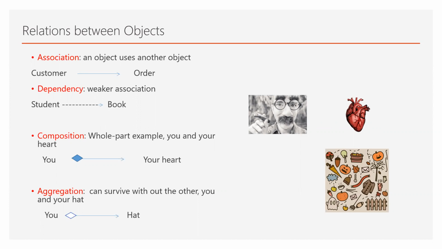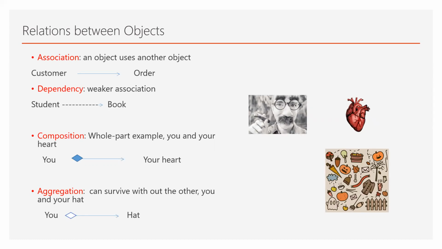One example is a student and a book, where the student object can survive without a book. Mostly seen these days, everything is online, so a book is not necessary anymore. And the next one is composition. It means we have a whole and parts, like you and your heart. Your heart cannot survive without you, and you cannot survive without your heart. But not in a modern age, right? A heart can survive in a fridge, at least for a few days or even more.